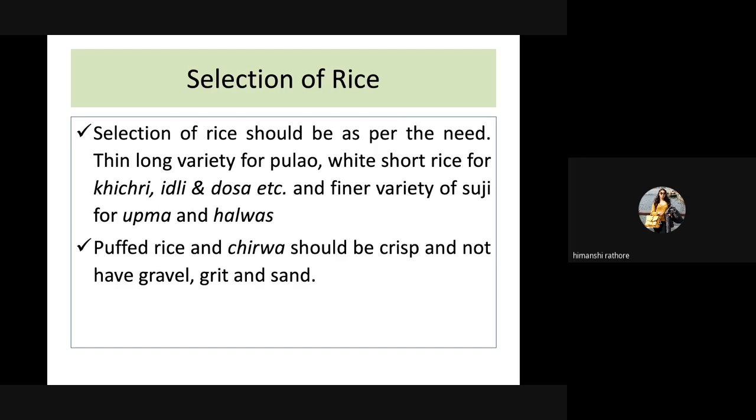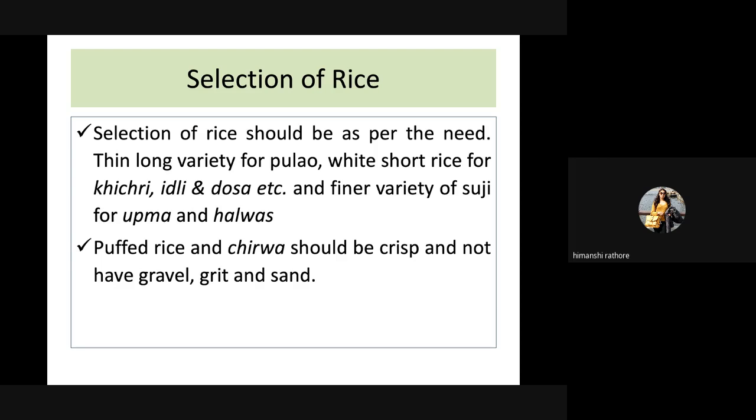Then again, processed rice like puffed rice or chidwa should be crisp in nature. They should not be soggy, because they are puffed with the help of hot sand. So they should be crisp in nature, otherwise the taste will be compromised. The recipe which you are going to prepare will not be at a good point, and it should not have gravel, grit or sand. So sand should not be there.